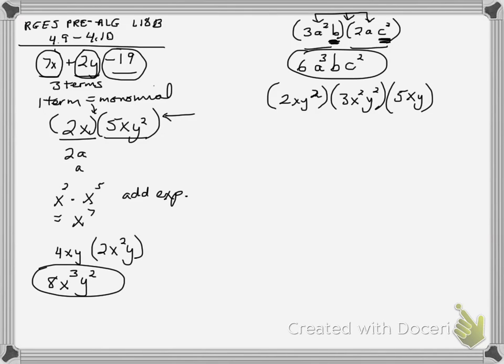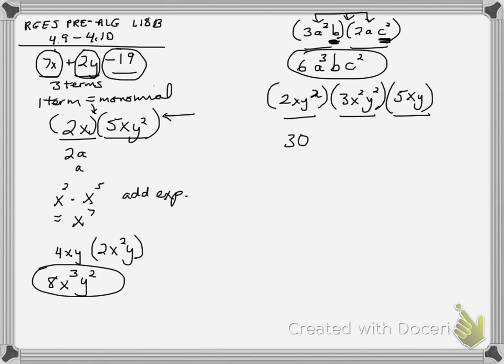Okay, my last example here, I have 1, 2, 3 terms. They're all monomials. This is a monomial. The second term's a monomial. The third term's a monomial. And they're being multiplied together. So I'm multiplying monomials. So let's multiply our numbers. 2 times 3 is 6. 6 times 5 is 30.